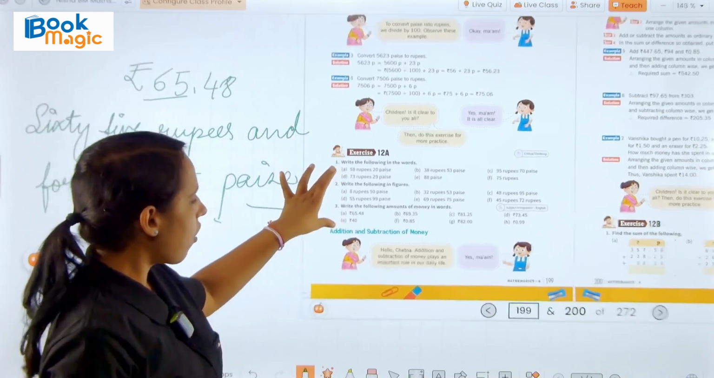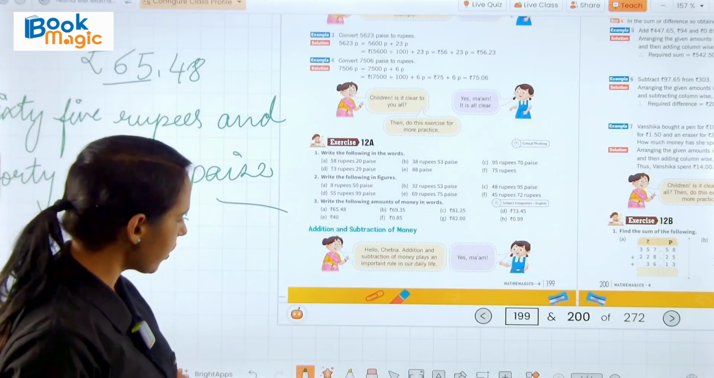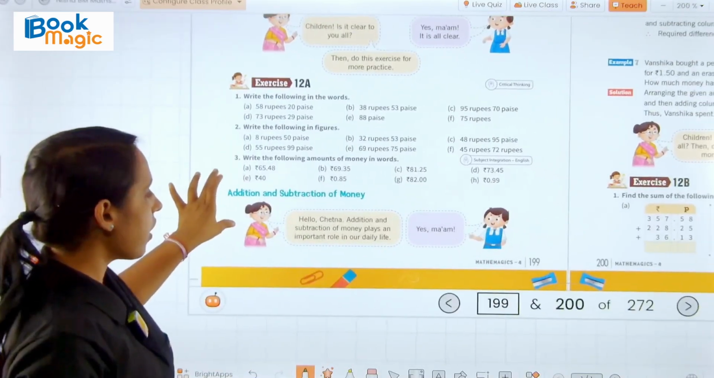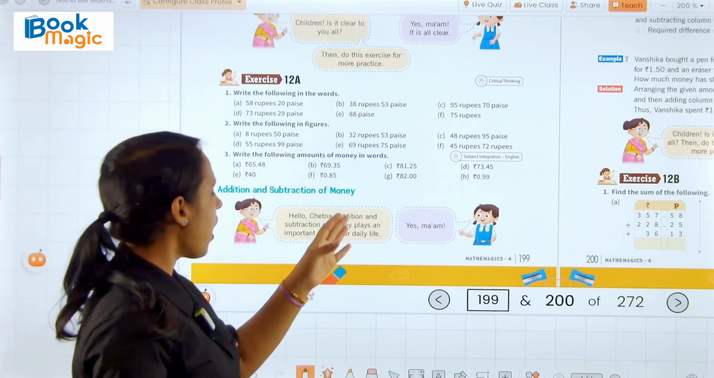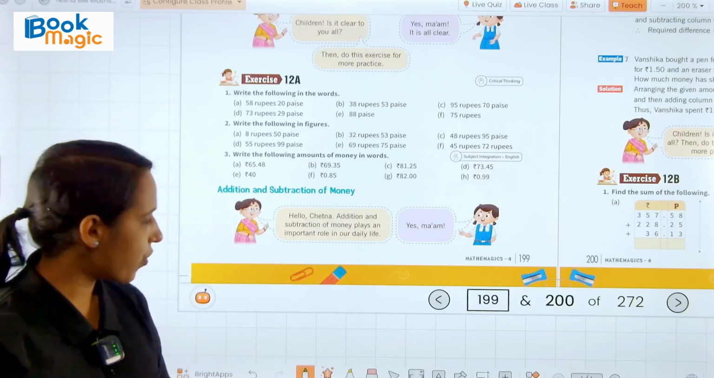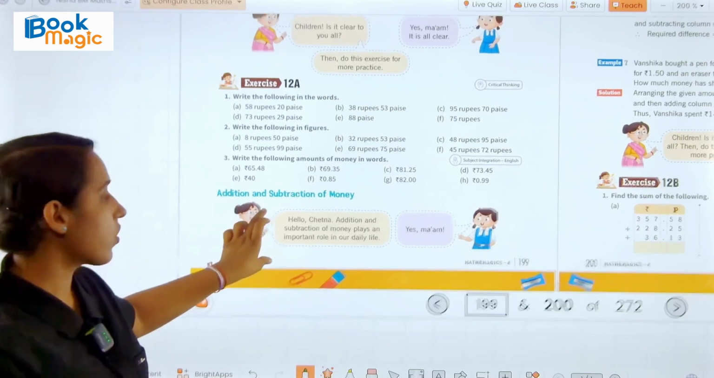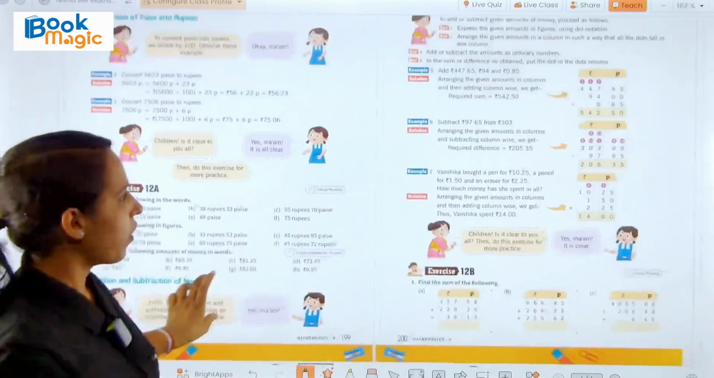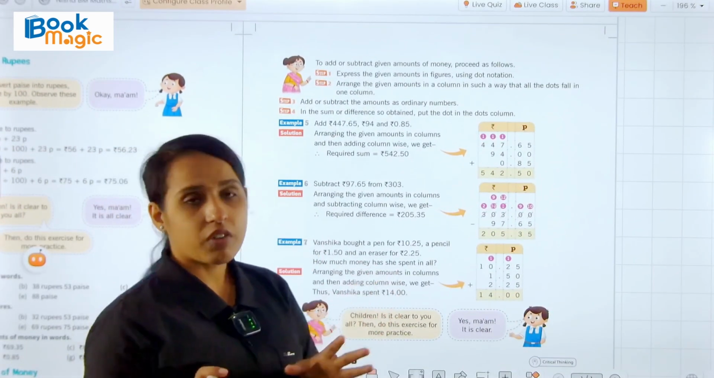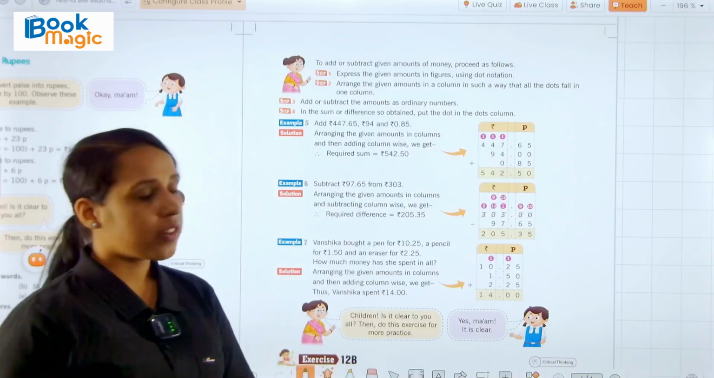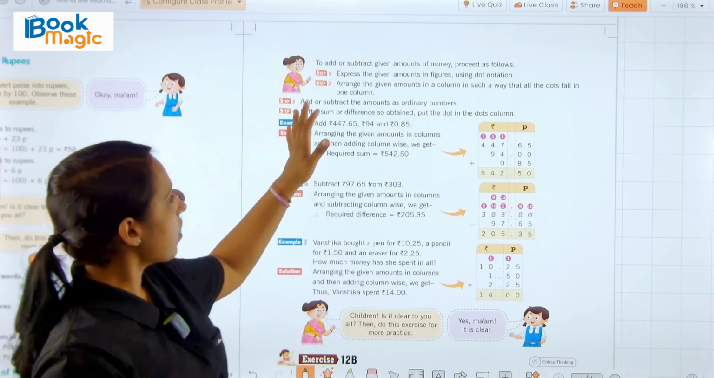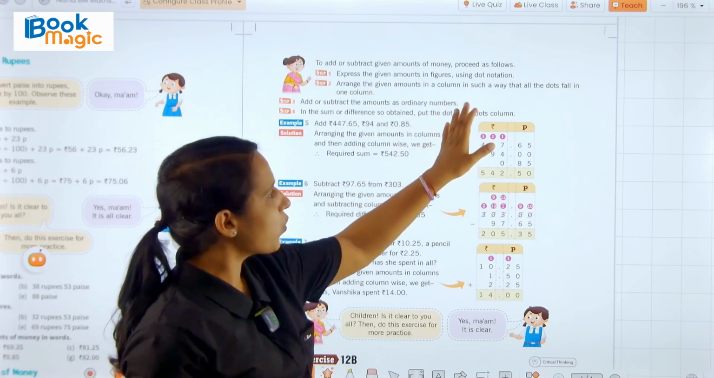Okay, now we have the next topic, that is addition and subtraction of money. So let's see here. Here teacher said, "Hello Chetna, addition and subtraction of money plays an important role in our daily life." And Chetna replied, "Yes ma'am." Okay, so here teacher said to add or subtract given amounts of money, proceed as follows. So step number 1 is express the given amount in figures, use dot notation.